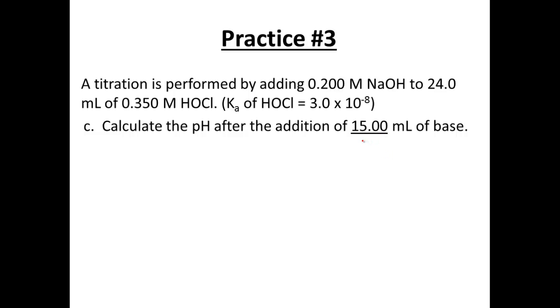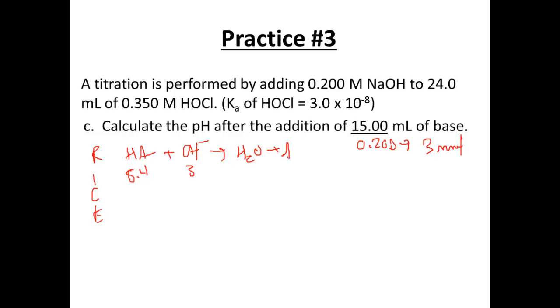Okay, when you work this one out, 15 milliliters times the concentration here ends up with a millimole amount of 3. So in our rice table, we'll have 3 millimole of the base. Our HA millimole doesn't change. We just always, initial amount is 8.4 in this problem. The hydroxide we just calculate is 3. And we're going to make water and A-. We don't care about water, and there's none to start with. So hydroxide is the limiting, so you subtract it from both of these. We gain it on the product side.